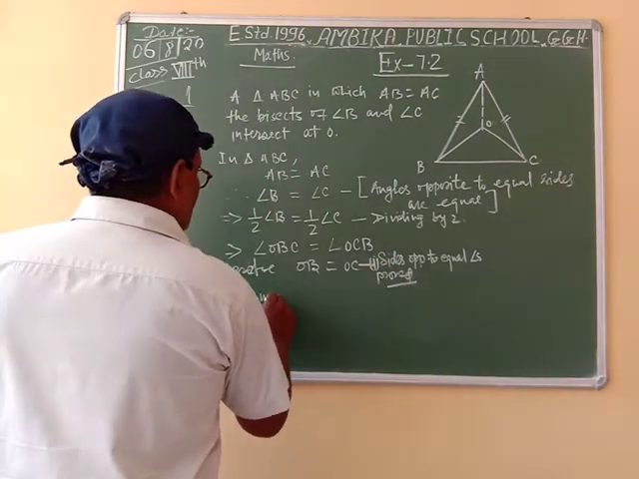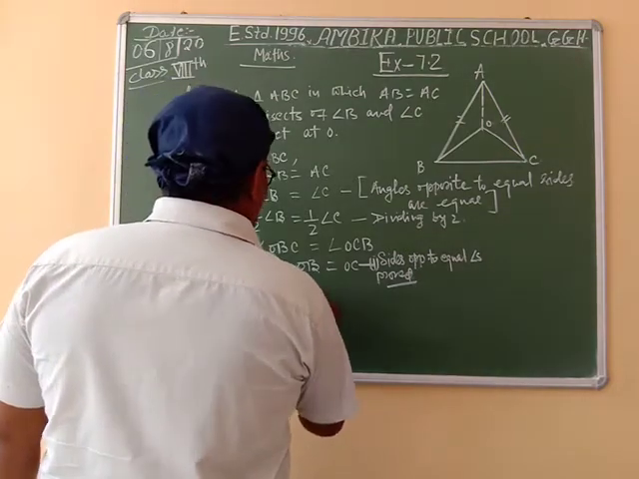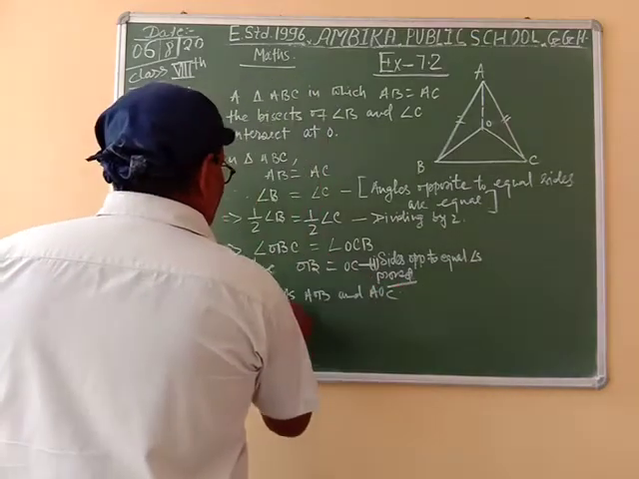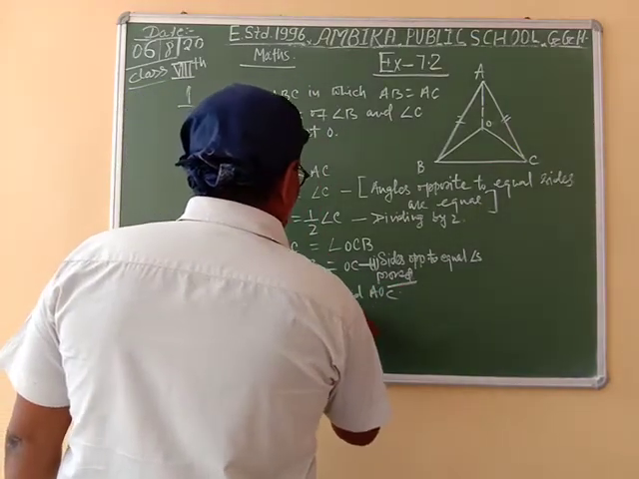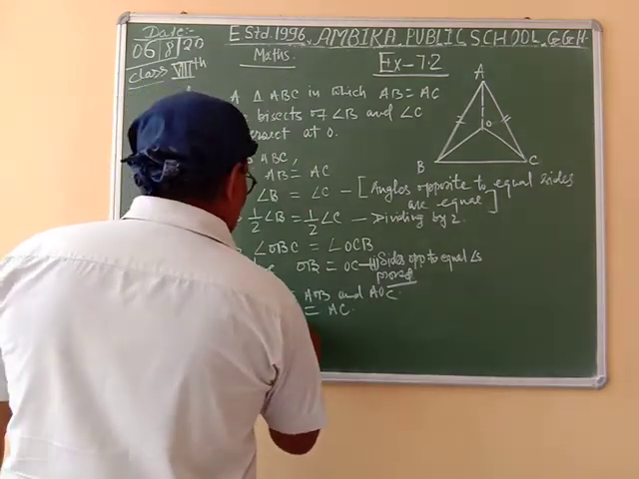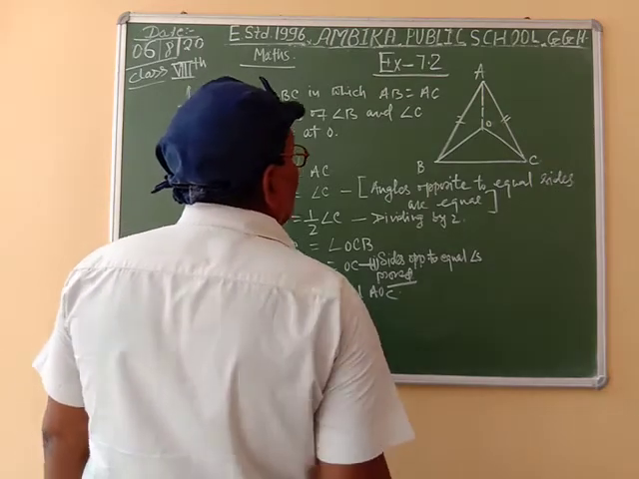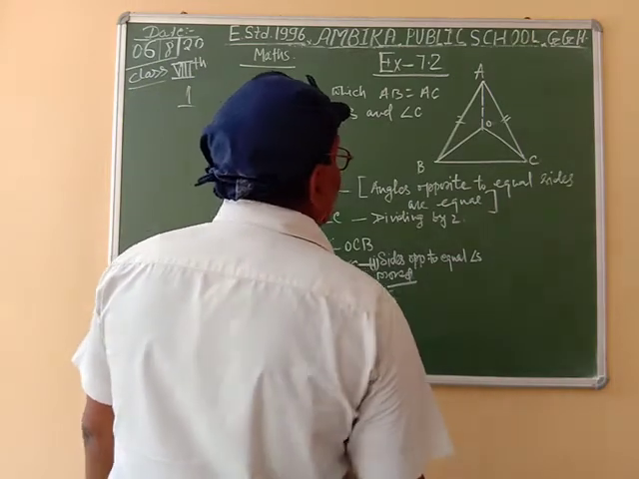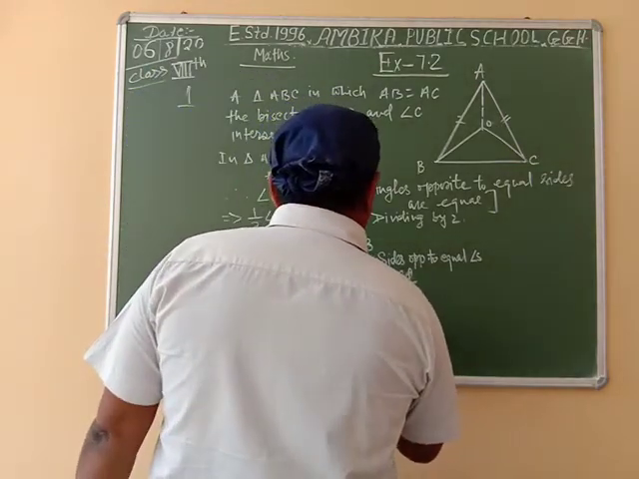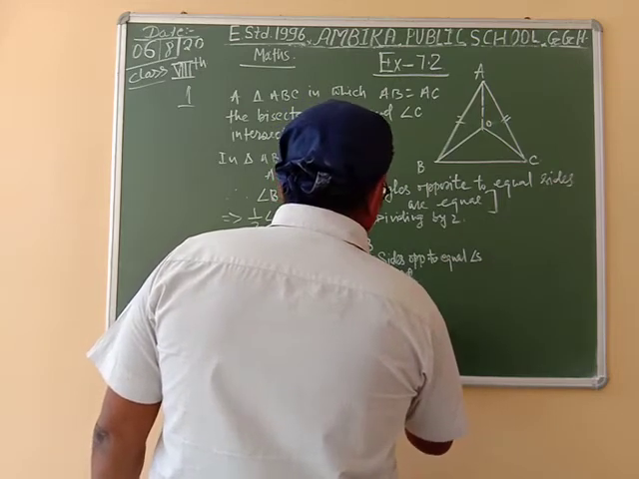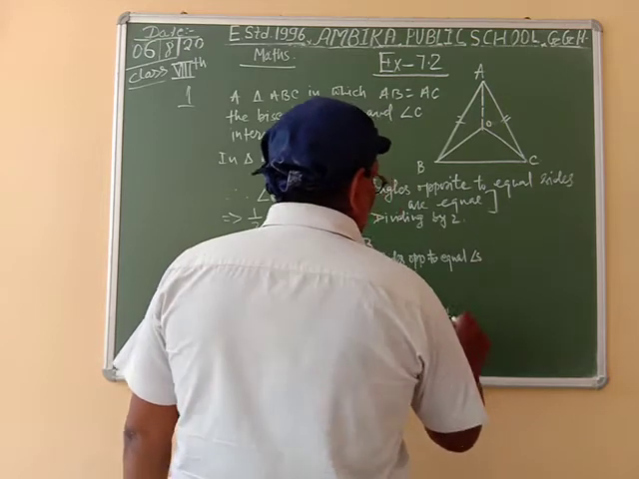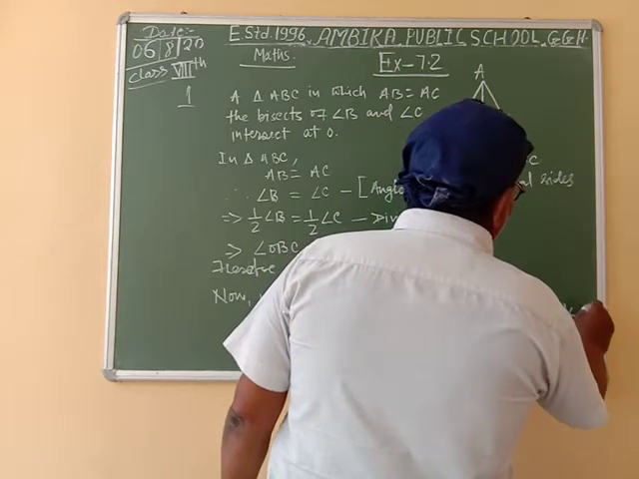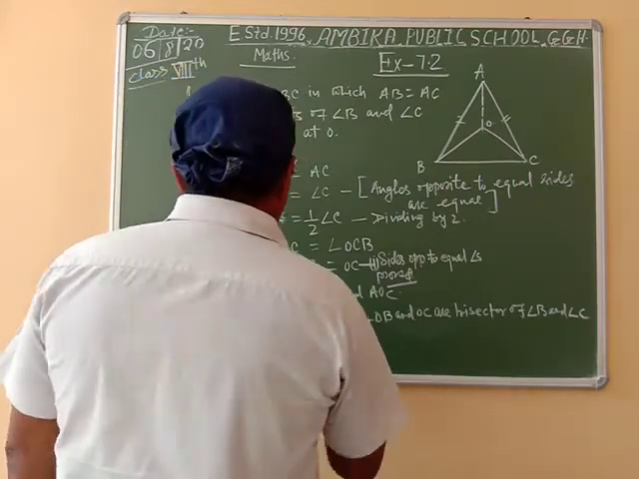Now in triangles AOB and AOC, AB is equal to AC, angle ABO is equal to angle ACO, since OB and OC are bisectors of angle B and angle C, and OB is equal to OC.